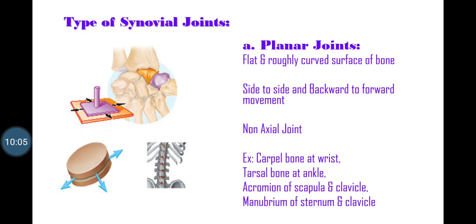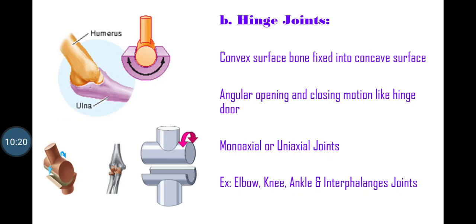Example: joints between carpal bones at the wrist, joints between the tarsal bones at the ankle, joints between the scapula and clavicles, and joints between sternum and clavicles. Hinge joints. Hinge joints have a convex surface of one bone fixed into the concave surface of the other bone. Hinge joints have angular opening and closing motion like a hinged door. Hinge joints are monoaxial or uniaxial because movement of the joint is around one axis. Example: joints of the elbow, knee, ankle and interphalangeal joints.